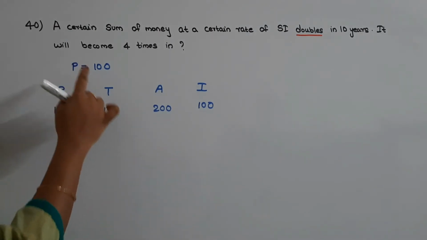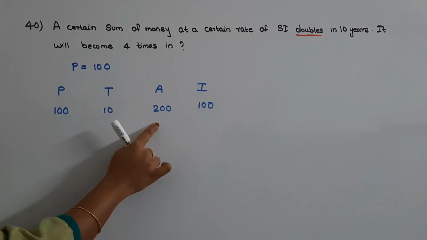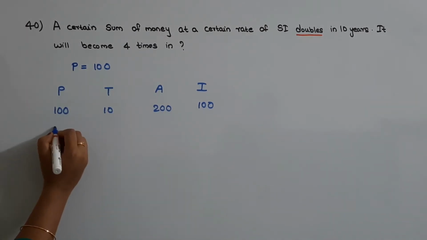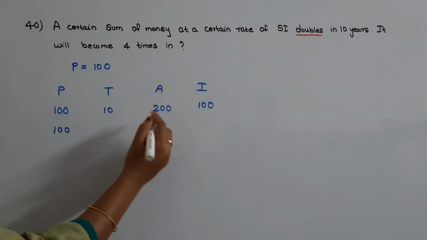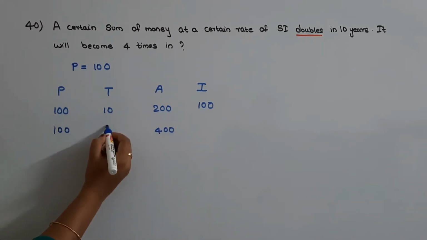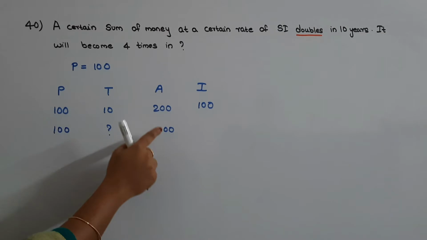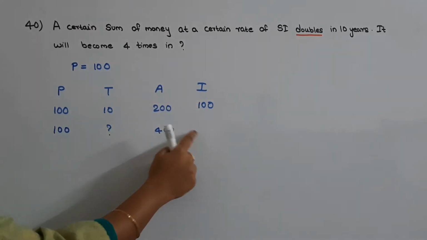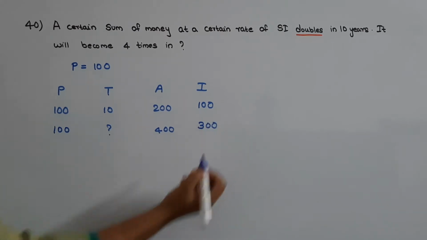Now we need to find out the time taken for the amount to become 4 times that of principal. So principal is 100. In order to become 4 times means 4 into 100. So what is the time taken? Okay. So when principal is 100 and amount is 400, what will be the interest? 400 minus 100, that is 300.